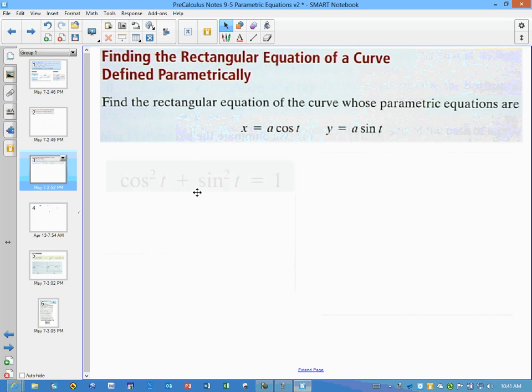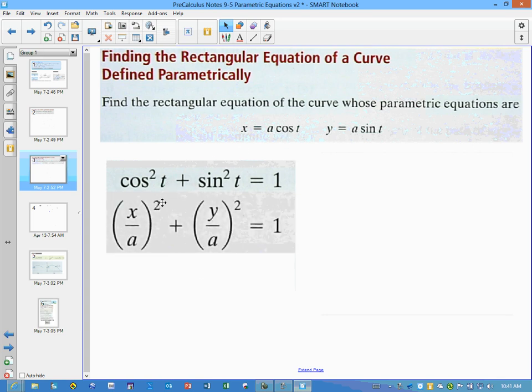Matter of fact, the relation between them is the Pythagorean identity. So you have cosine squared plus sine squared equals 1. That is our Pythagorean identity. So what we're going to do is divide through by a, so that cosine of t is going to be x over a. And in this one, sine of t is going to be y over a. And then I have expressions I can now substitute in for sine and cosine. Remember, if cosine is x over a, I make that substitution. If sine is y over a, I make that substitution. And now I simply clean this up algebraically.